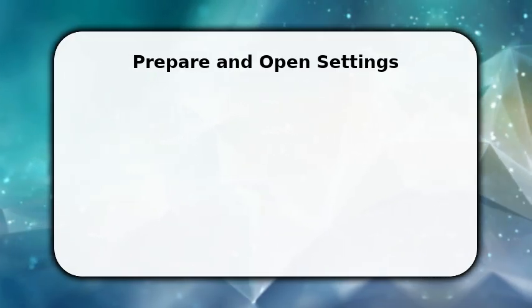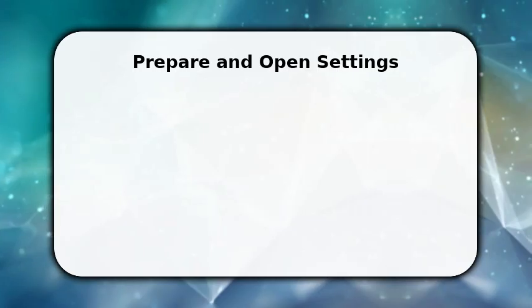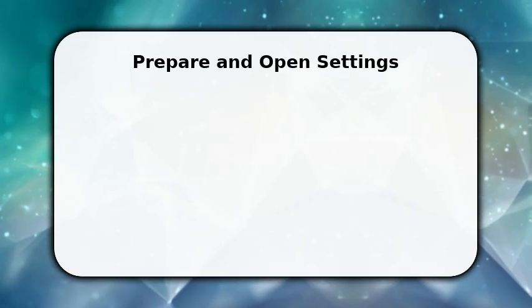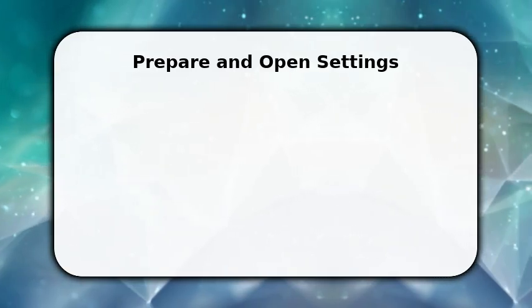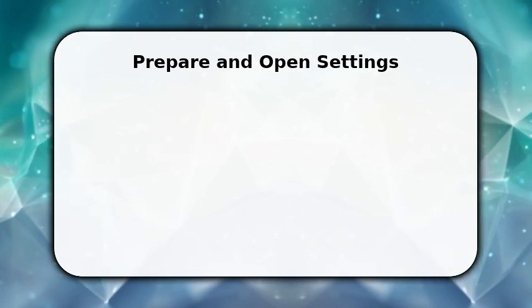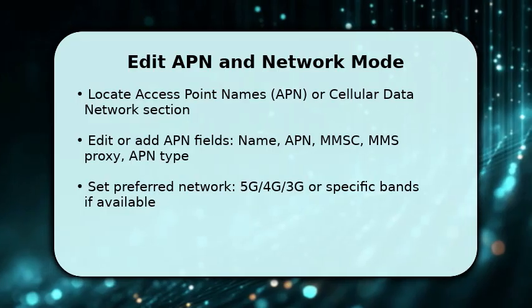them if needed. Now open Settings and go to Network and Internet on Android or Settings > Cellular on iPhone. This gets you directly into the area where mobile network, data, and APN options are managed, so you can change technical values safely. You now edit the APN and network mode.